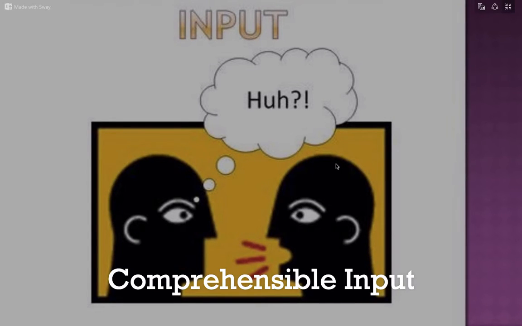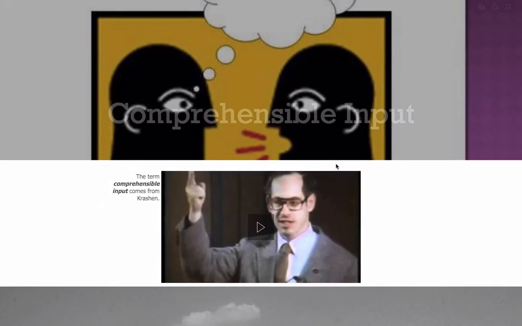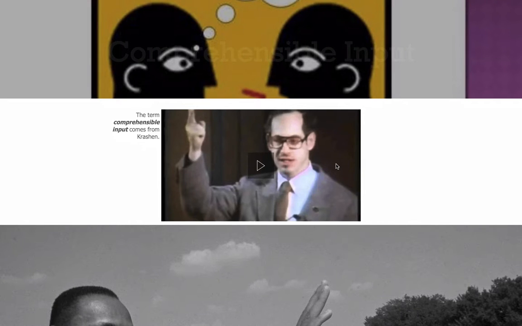In week 5, our focus was comprehensible input, and we started off our discussion looking at Krashen and identifying this term comprehensible input coming from his work in the mid-80s. Although we're not going to get into all of Krashen's hypotheses, we do want to look at what we can do as teachers to make what we say more comprehensible, making it easier for the students to understand what we're doing.